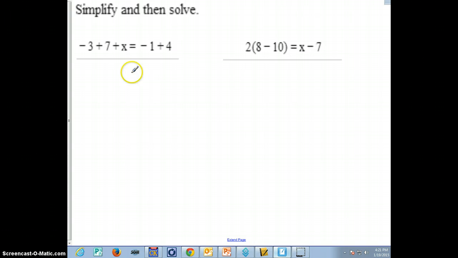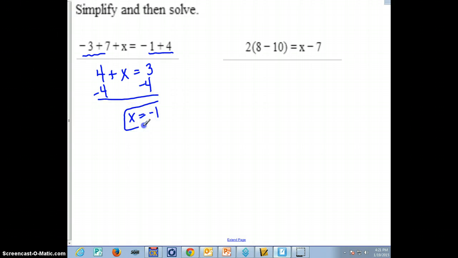Okay. In this one, these two are ones that are out in front, and it would be much easier if I put those together. So negative 3 and 7 together would give me positive 4. And over here, I could get those down to one number. So negative 1 plus 4 is 3. Then I would go through and subtract 4, and get x equals negative.